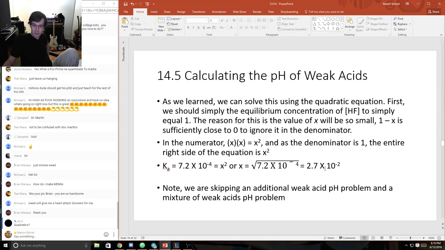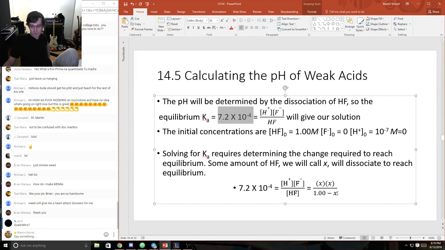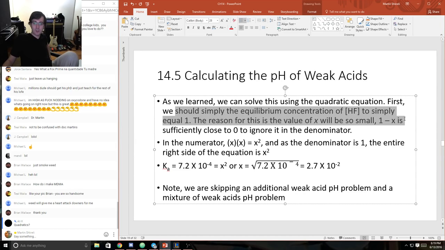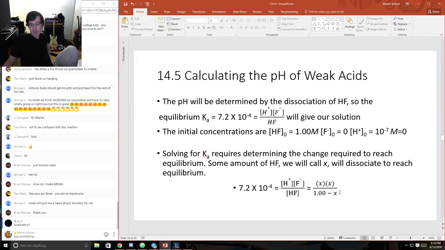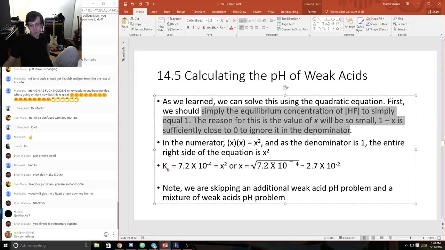So if we do the math, we're going to get x squared over 1 minus x. Now, how much is going to dissociate? It's a very, very small amount. So we're going to try to use the quadratic equation in a second, but what's interesting is that the value of x is going to be so tiny that 1 minus x is still going to be very, very close to 1, right? So we're just going to call it 1. So the numerator is x squared, the denominator is 1, so basically it's x squared, right? The entire right side of this equation is x squared.